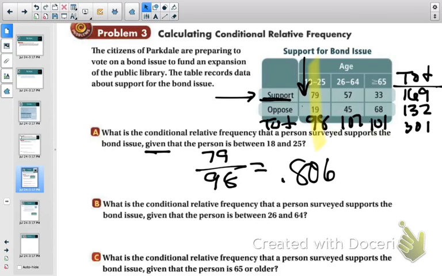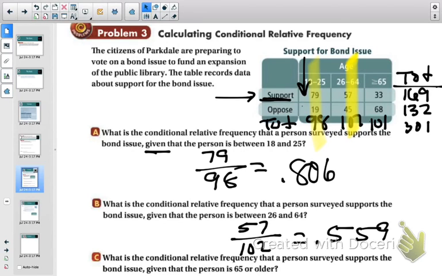Okay, next, what is the conditional relative frequency that a person surveyed supports the bond issue, given, again, given, that the person is between 26 and 64. So now we're looking at the second column here. We know they're between 26 and 64. We want to know if they support it. So 57 out of 102. If we divide those, 57 divided by 102, 0.559 if we round it.